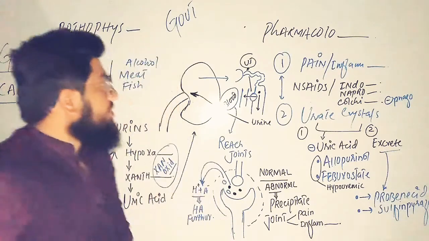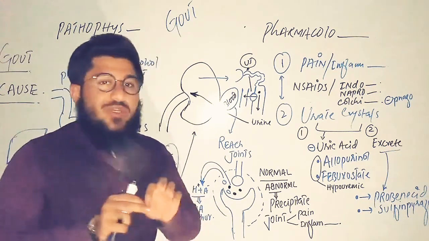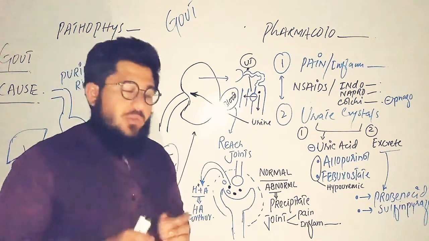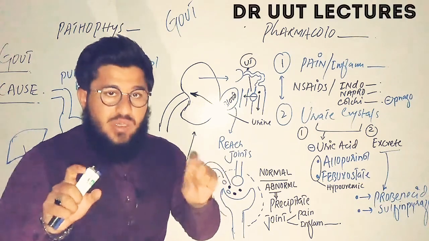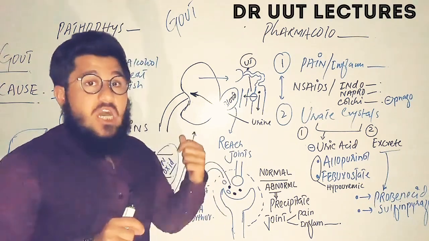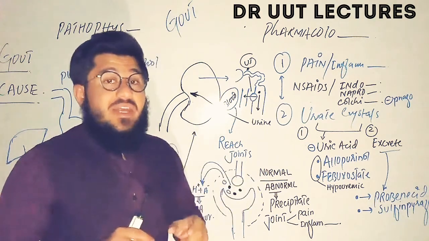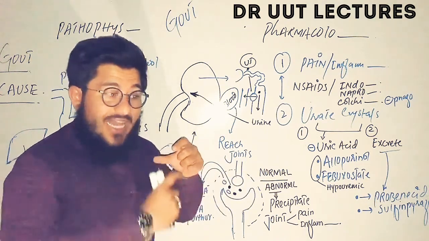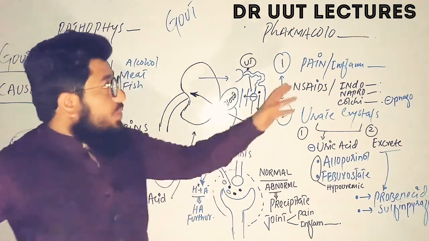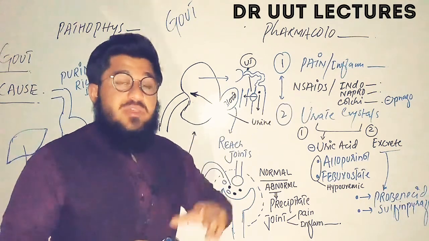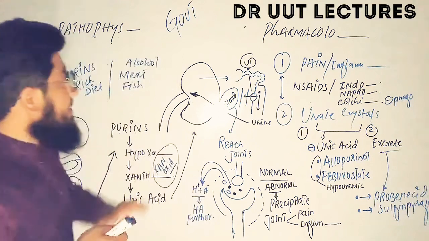The topic under discussion today is gout. This topic is going to be discussed in a very simple and easy way. First of all, I'll tell you what gout is. Then I will talk about the main cause. After that I will talk about some other causes. And then I will talk about how this is actually caused, that is, the pathophysiology of gout. Then at the end we'll discuss the pharmacology, meaning the drugs that are used to treat gout. So let's get started from the very first point, that is gout.